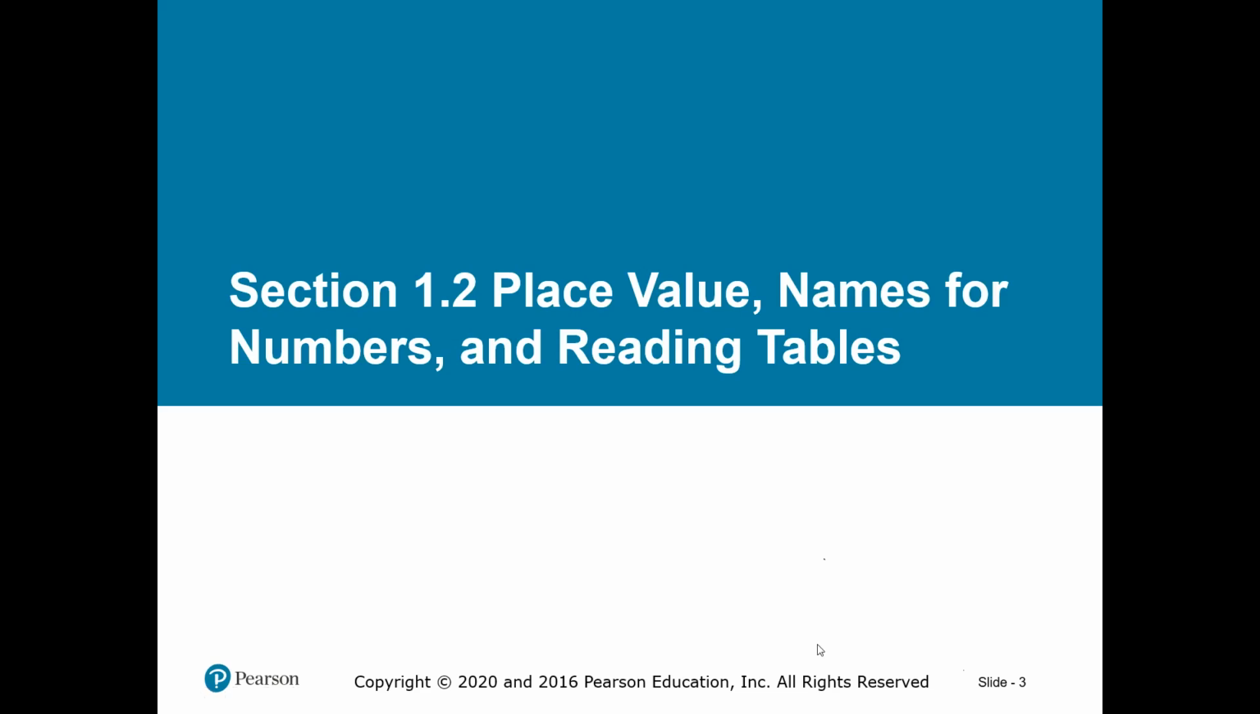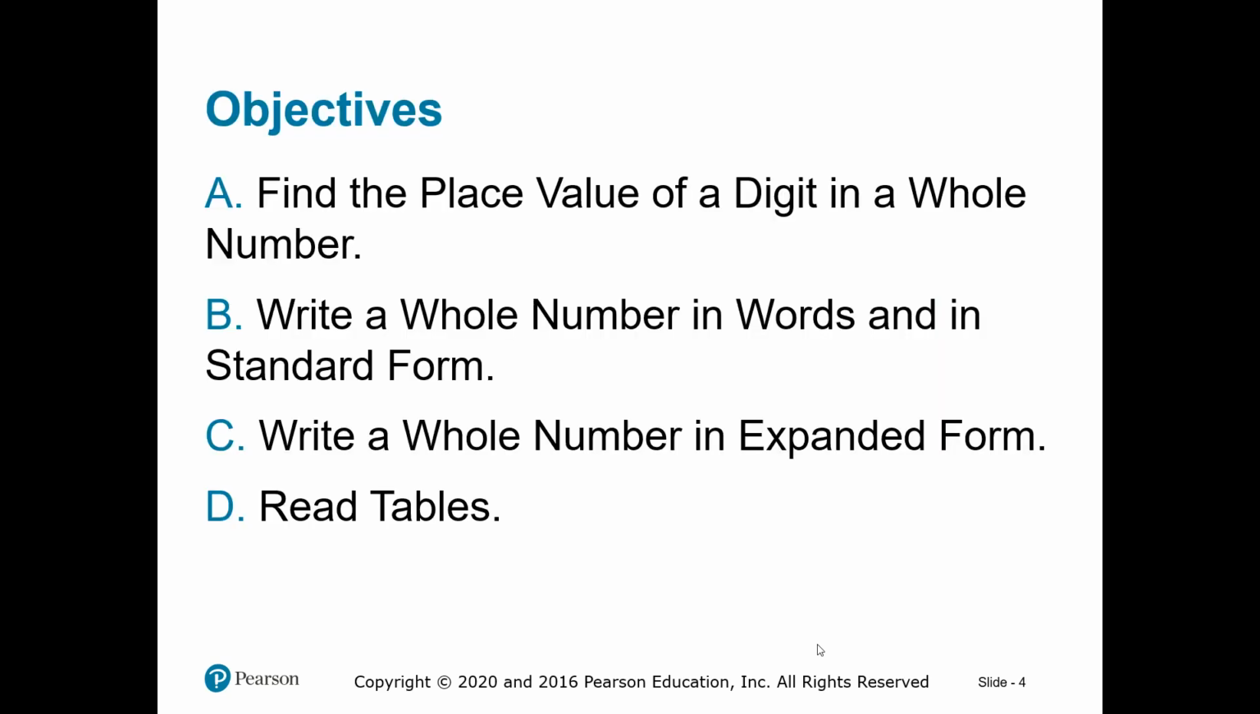In this video, we're going to focus on place values and names for numbers. We're not going to really get into reading tables at all in this section, so don't worry about that. Okay. We're going to focus mainly on A, B, and C. So we're going to find the place values of a digit in a whole number, write a whole number in words and in standard form, and then write a whole number in expanded form.